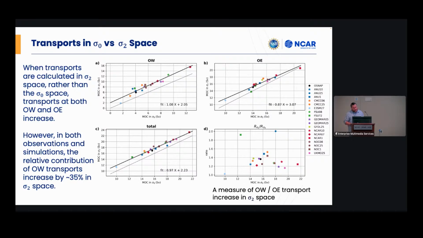In addition to that, if you look at the ratio of the maximum transport between east and west, changing referential also changes that ratio. This is illustrated by the bottom right panel that shows that ratio, and you can see that on average there is a 35% increase of that ratio for all the models. And again, the observation is consistent with that, with almost a 40% increase in the ratio.